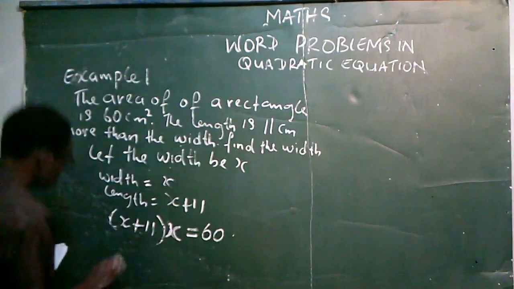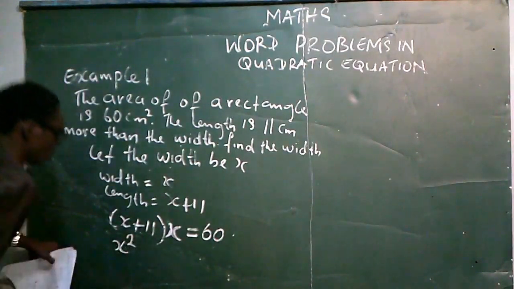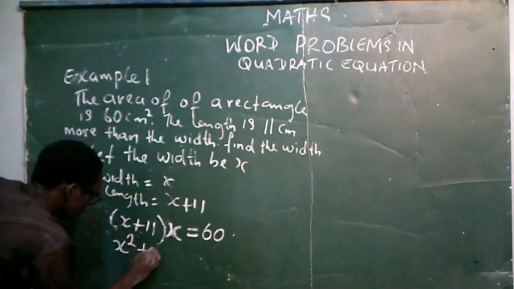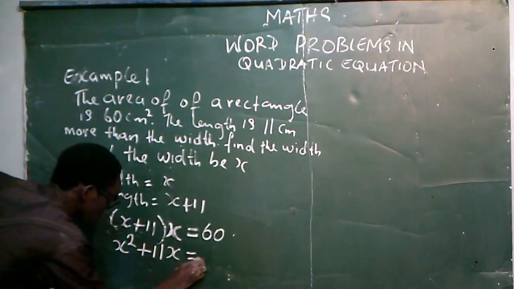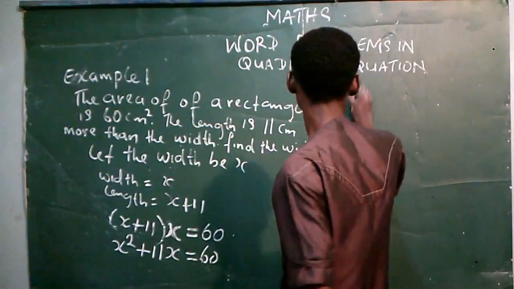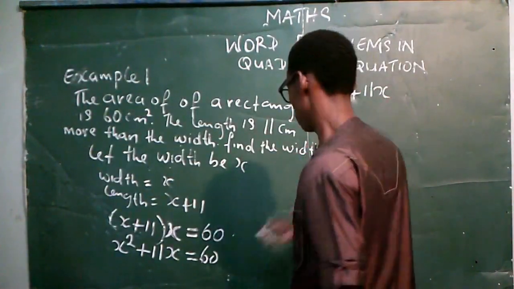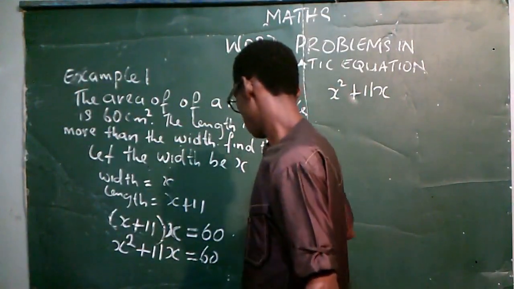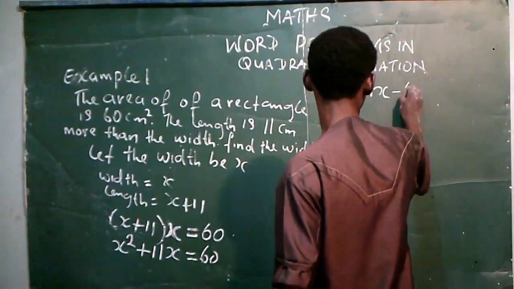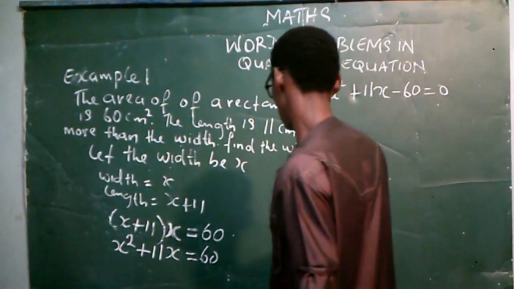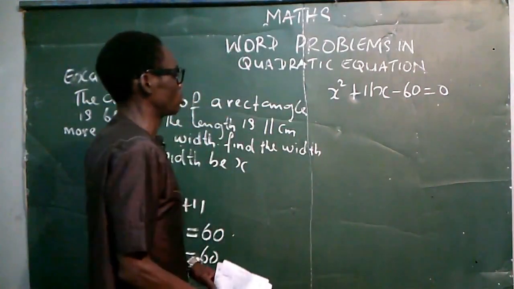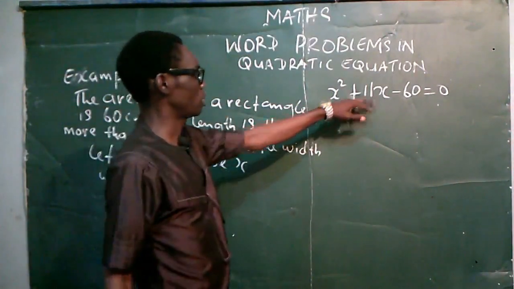x times x will give me x squared. x times 11 will give me 11x, equals 60. Writing x squared plus 11x, taking this 60 from the right hand side to the left hand side, it becomes minus 60. Then you write equal to 0. This is the quadratic equation. So we are going to look for the width, which is x.